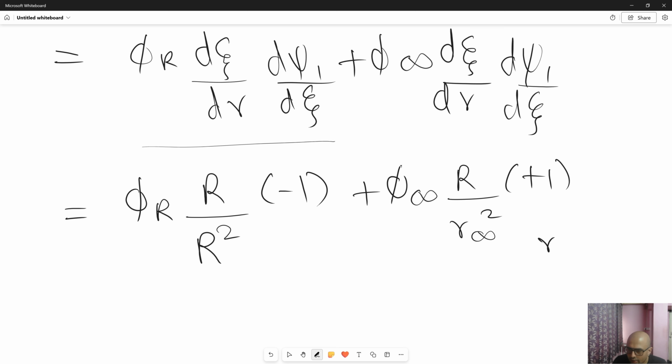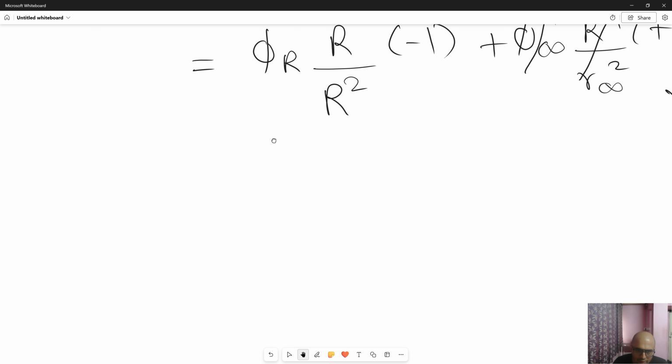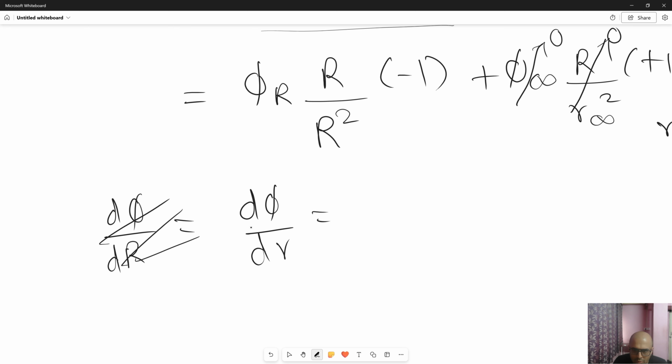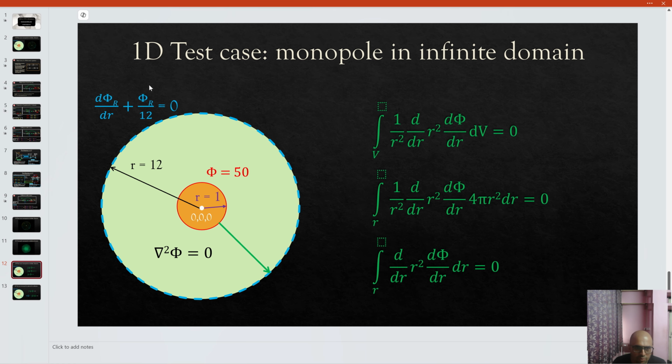Okay, so as r tends to infinity, this term as well as this term is basically going to 0. So as r tends to infinity, you just have d phi by dr is equal to minus phi R upon r. And in this case we have just used R equal to 12. So this is basically the same case which I've shown here, right? So this is how the boundary term has been derived.